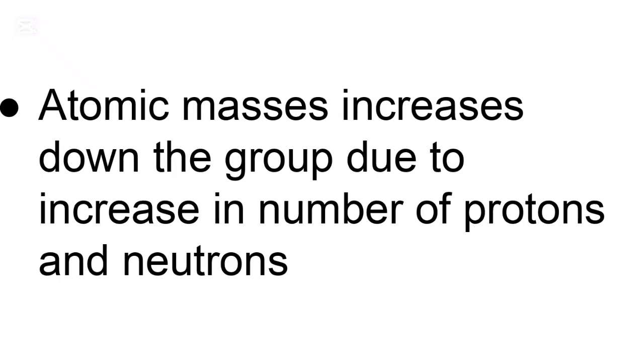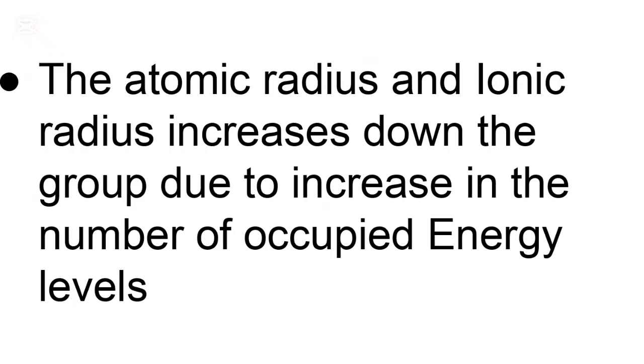Atomic masses increase down the group due to increase in number of protons and neutrons. As we go down the group, there is an increase in the number of protons and neutrons. Hence, this increases the atomic masses. The atomic radius and ionic radius increase down the group due to increase in the number of occupied energy levels. As we go down the group, there is an increase of 1 energy level after another. Therefore, the atomic radius also increases as much as the ionic radius.